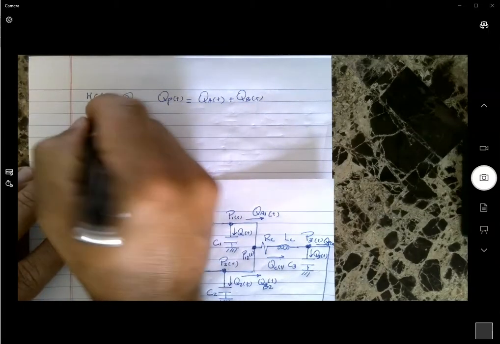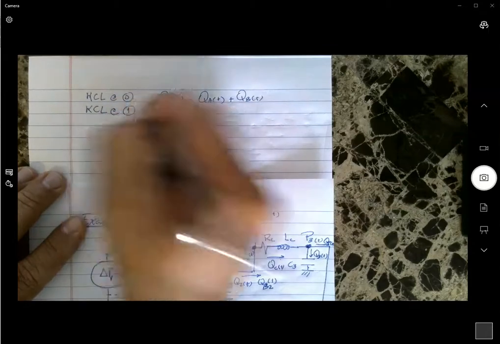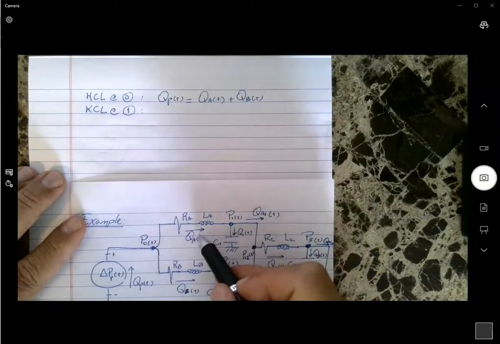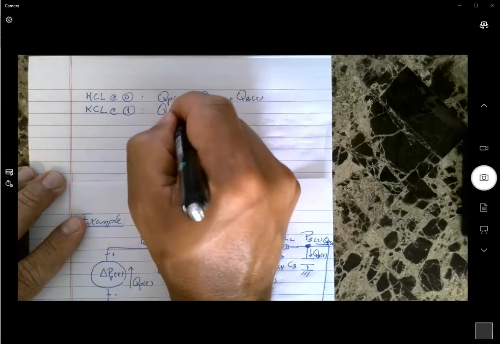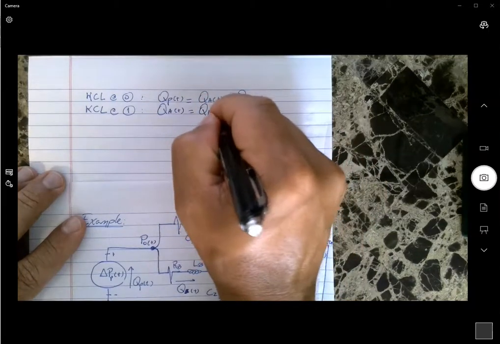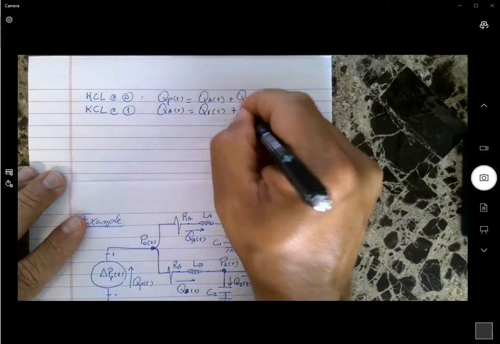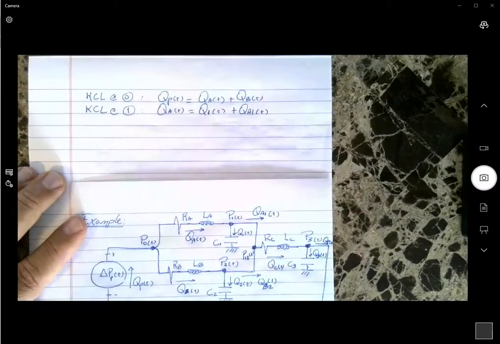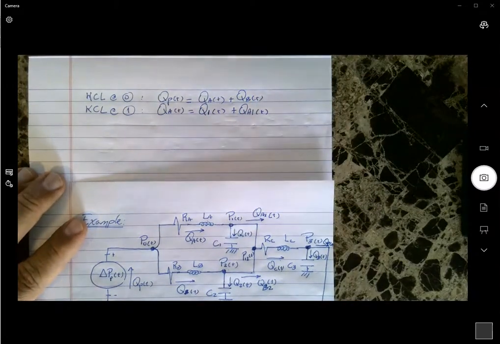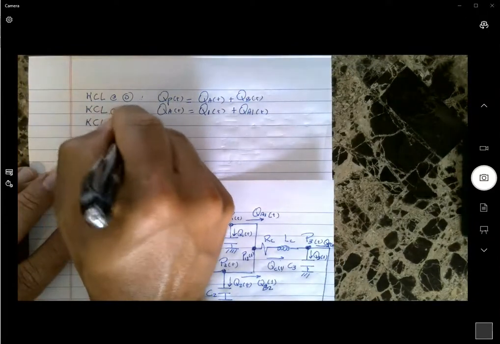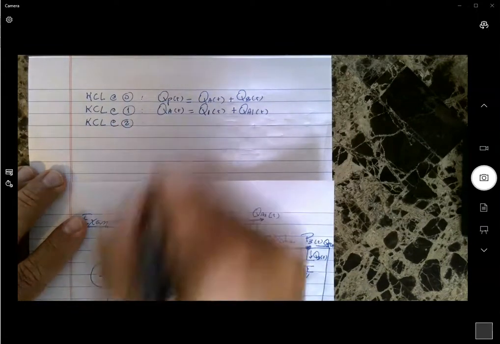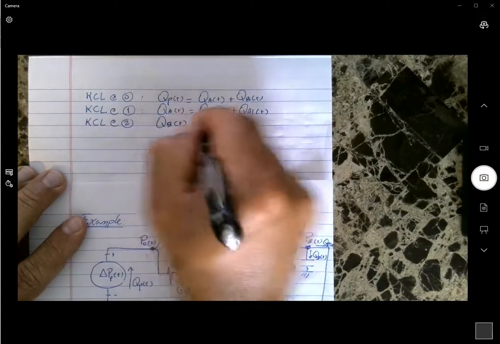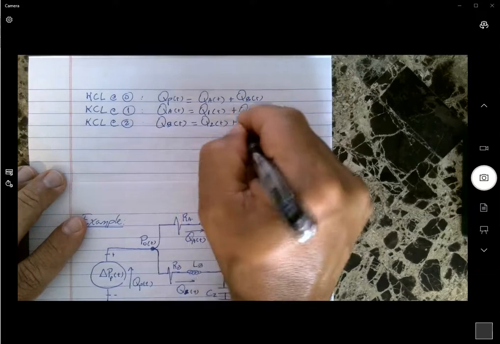And we can apply KCL at node 1. At node 1 we have QA coming in, and going out we have Q1 plus QA1, which didn't even appear in the equations, but we're going to use it as a crutch to eliminate perhaps Q1 from the equation. We'll see. KCL at node number 2, same thing. At node number 2, we have QB coming in and Q2 and QB2 coming out. QB equals Q2 plus QB2.